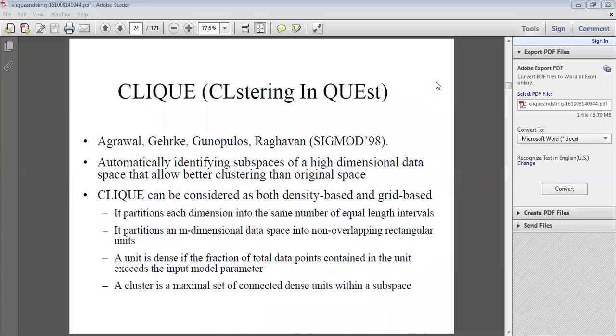The CLIQUE clustering algorithm stands for Clustering In QUEst. This technique is a density-based clustering technique that uses grid technology for forming the clusters. This technique was proposed by Agrawal, Gehrke, Gunopulos, and Raghavan in 1998.